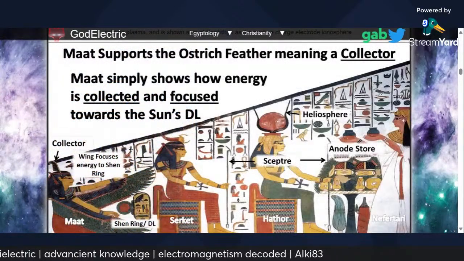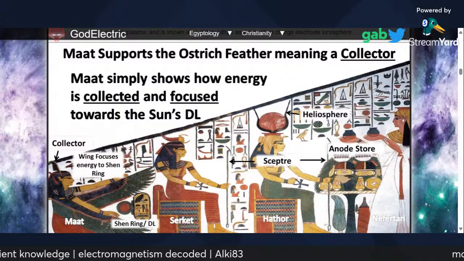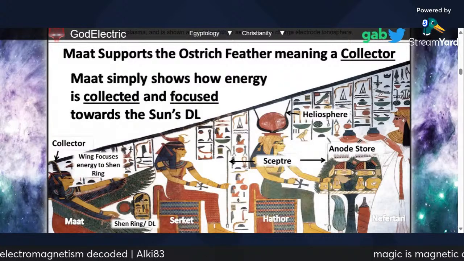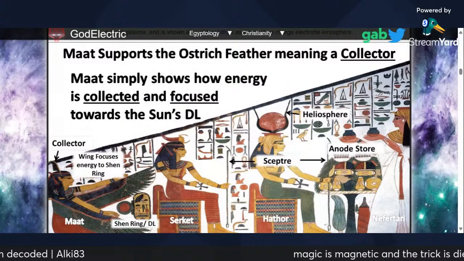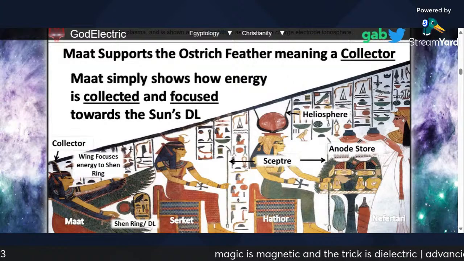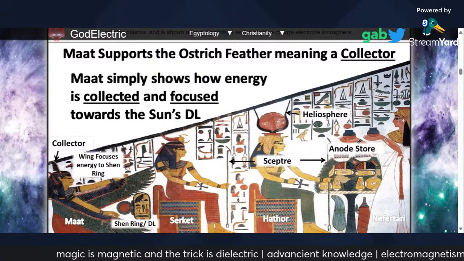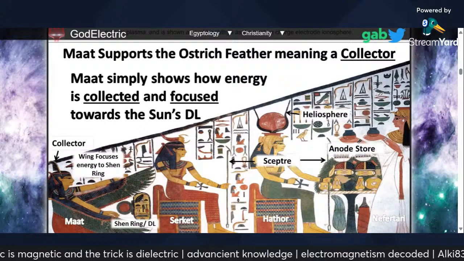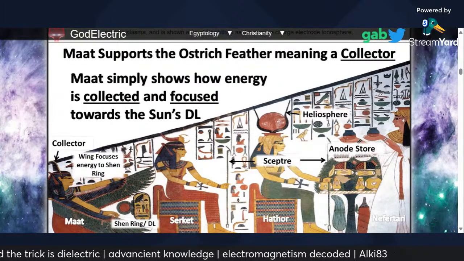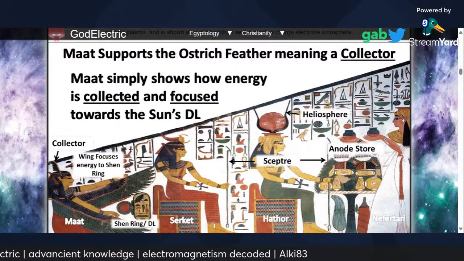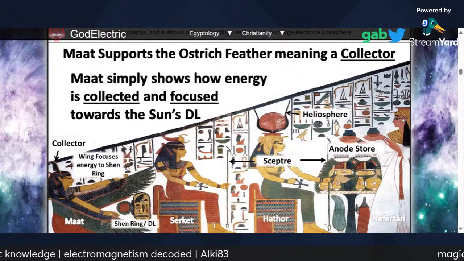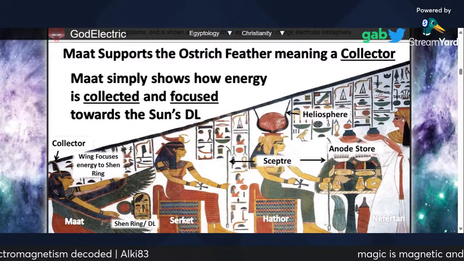In Nefertari's tomb, the females show the circuitry supplying the negative charge or electrons to the anode store or Sun. Mart is shown on the left supporting the ostrich feather on her head as the collector of negative charge from the wider cosmos. Her wings are fanned inwardly, focusing current towards the Shenring. The Shenring is labelled by the hieroglyphs as scavenging negative charge, projecting negative charge to the double layer.